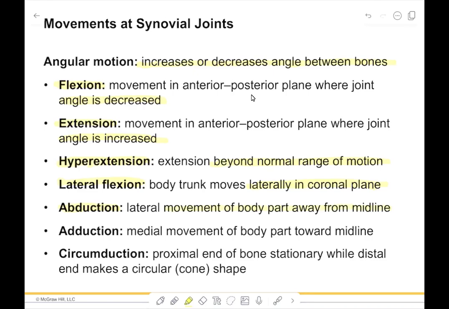The opposite of this is adduction. So it would be the opposite where there is medial movement of a body part towards the midline. The last one on this slide is circumduction, where the proximal end of the bone stays stationary, but the distal portion of the bone makes a circular or a cone shape. So examples of this would be in the shoulder joint specifically.